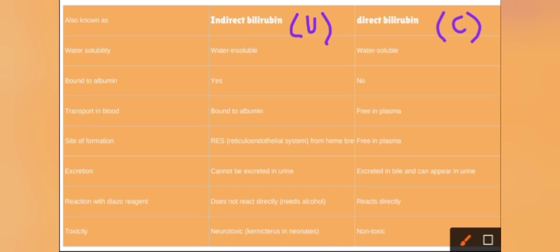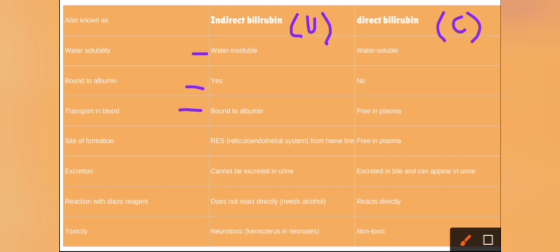Now let's understand conjugated bilirubin and unconjugated bilirubin. As we have seen, the unconjugated bilirubin was water insoluble. As that was water insoluble, it needs a transporter for transport in blood, and that transporter was albumin. So the first point is it is water insoluble. It is bound to albumin, and it is transported in blood in the form bound to albumin. Is it clear?